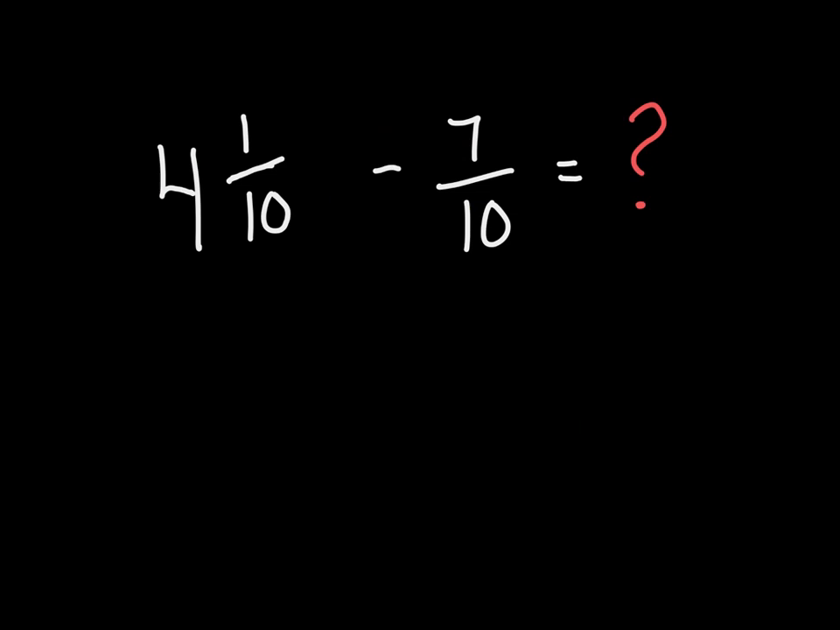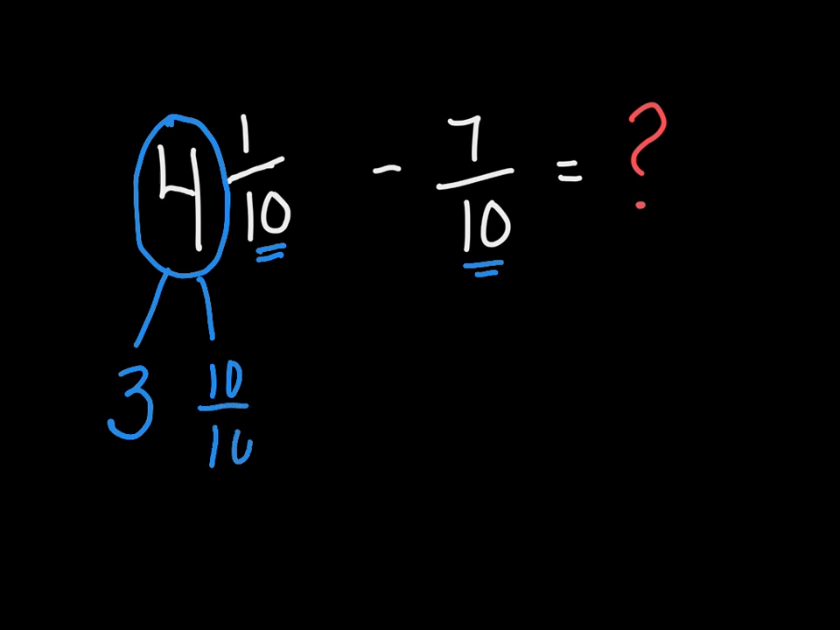4 and 1/10 take away 7/10. Can't take 7/10 away from the 1/10. So what we need to do is break down this 4. We need to pull out a whole. Once we do that, we're left with 3 wholes. We know what the whole is going to look like as a fraction because the denominator is 10. So we have 10 tenths. So 3 plus 10 tenths is really equal to 4 wholes. But don't forget to add on the 1/10. And now we have 3 and 11 tenths.